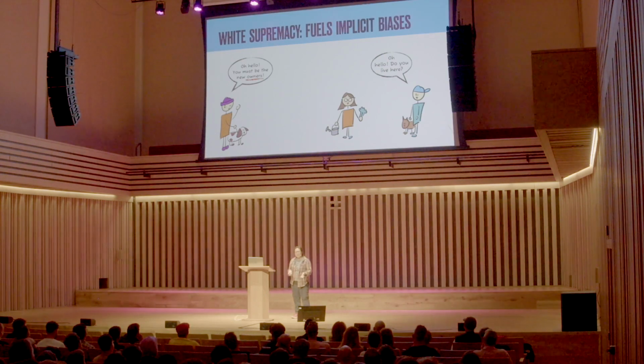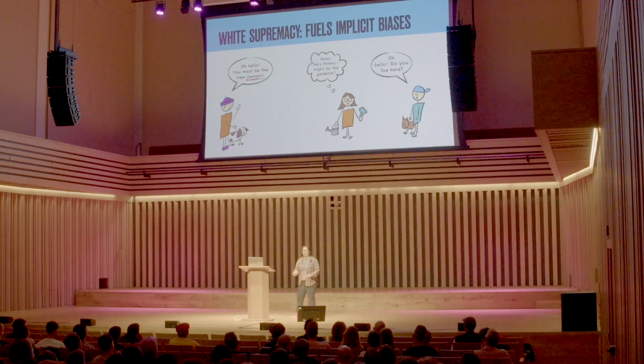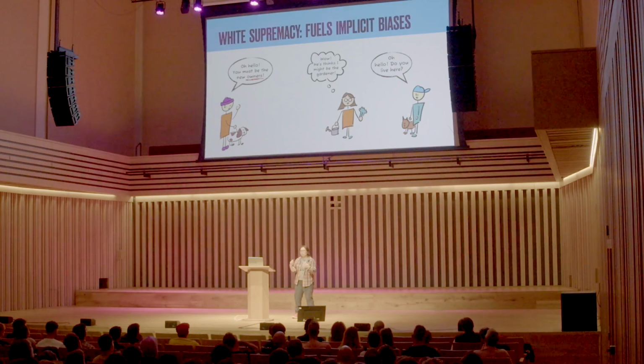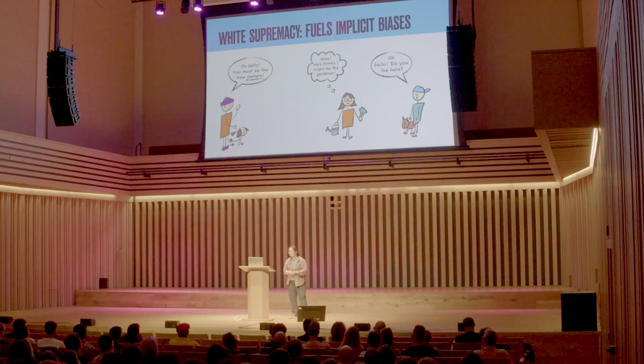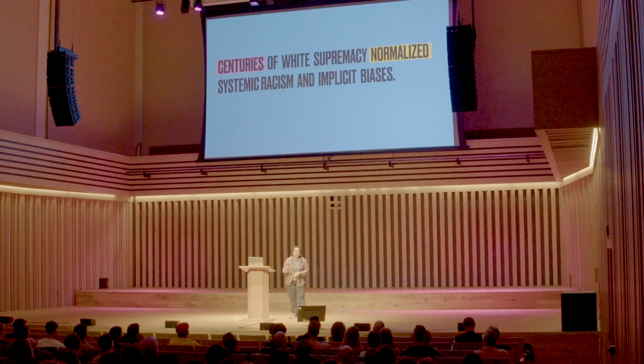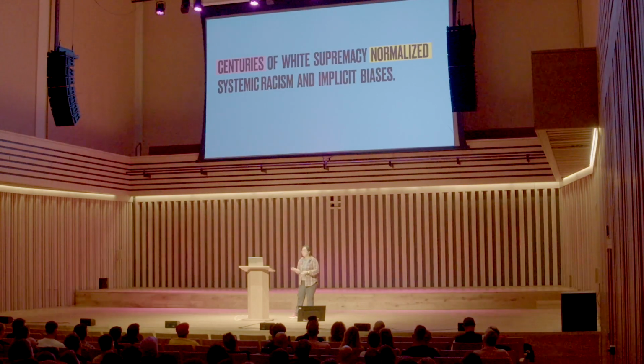And so I was like, oh my gosh, this other guy must think I'm the gardener, because I potentially don't live here. And while this was a very simple, basic conversation, it really resonated inside of me as like, wow, this is maybe my place in society, that I'm a gardener and I don't look like a homeowner. And that was really hurtful. But centuries of white supremacy has normalized systemic racism and implicit biases.